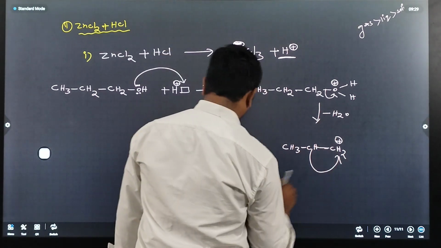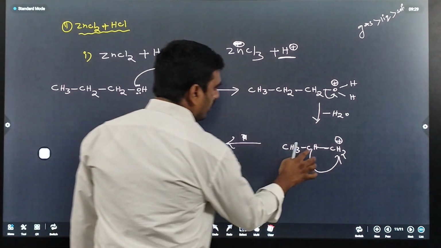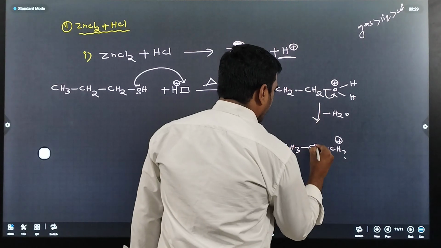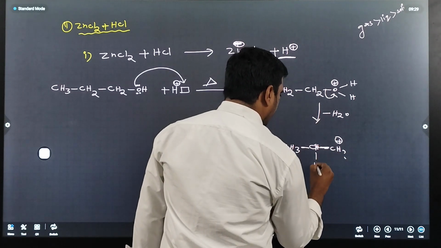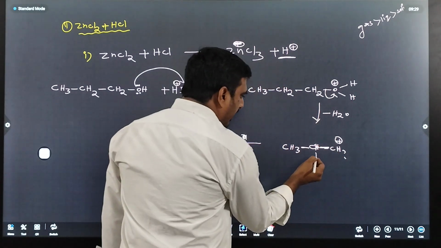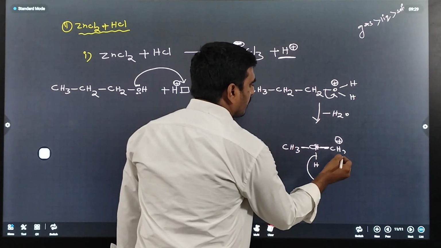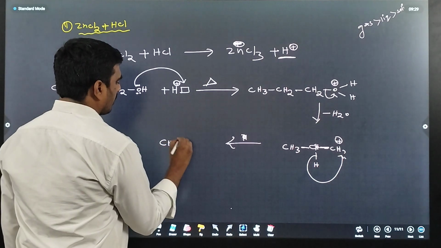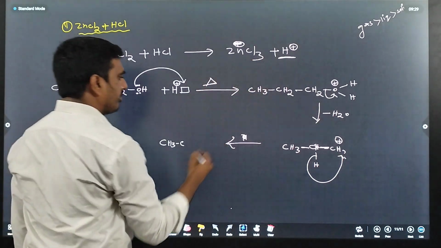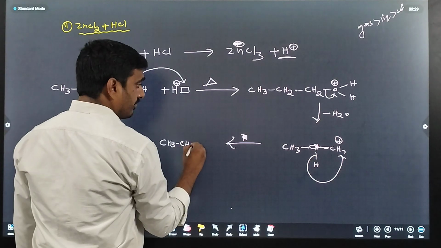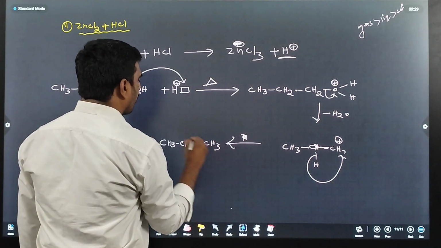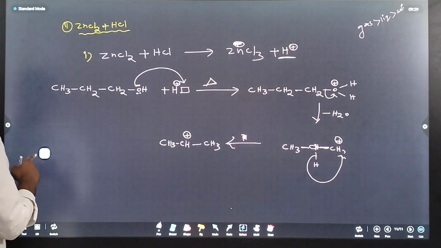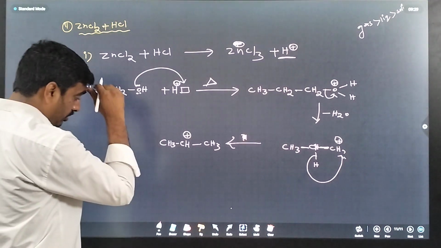H, CH, so I can write here H. This hydride ion, H minus, shifted to here, so we get CH and CH3. This carbon gets a positive charge.